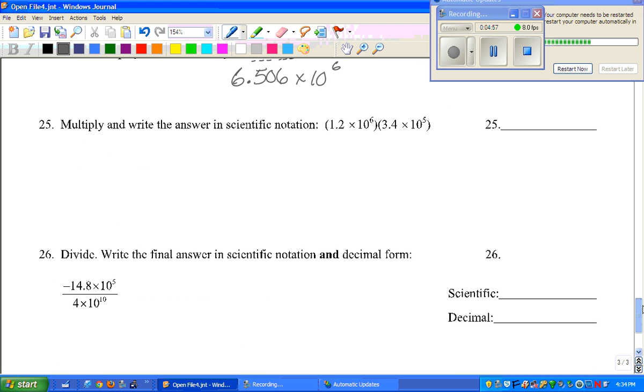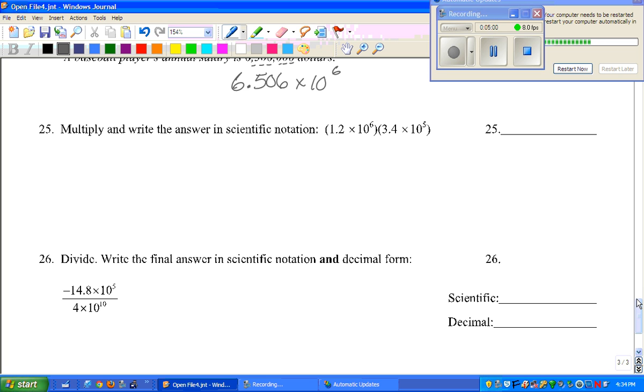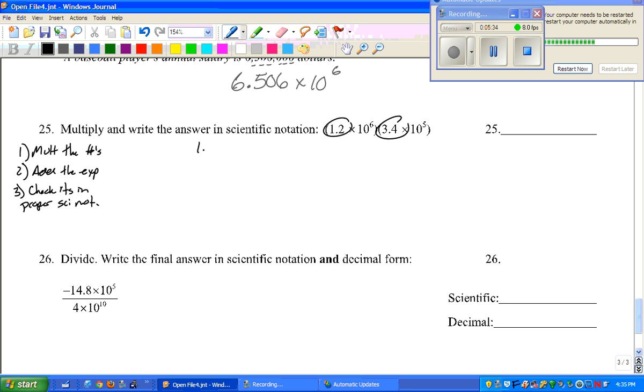Okay, for 25, multiply and write the answer in scientific notation. Okay, so first, you need to multiply the numbers and then add the exponents. And then the last thing that I would do is just to make sure to check it's in proper scientific notation.